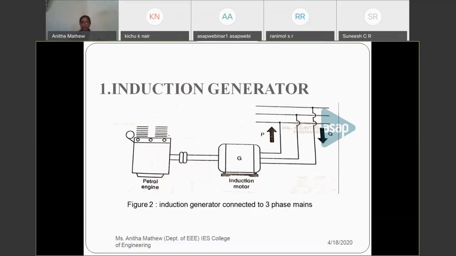When it is connected to the supply, what will happen? A rotating magnetic field is produced as in the induction motor, and the rotating magnetic field has a speed of Ns, the synchronous speed. This petrol engine, or the prime mover, will move the rotor to a speed higher than the synchronous speed. We are providing a prime mover to increase the speed of the rotor to a speed higher than the synchronous speed.